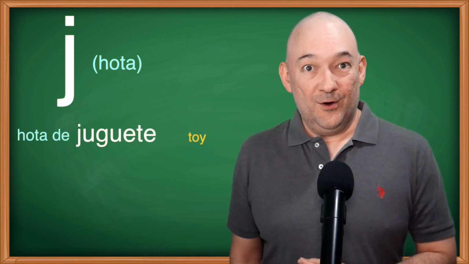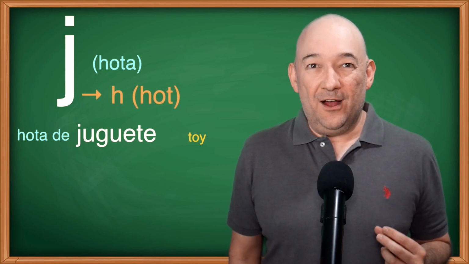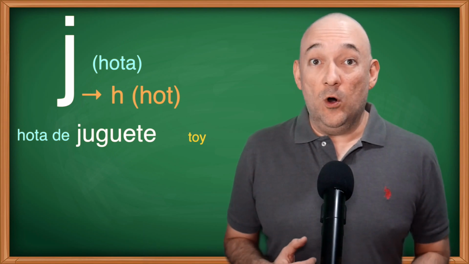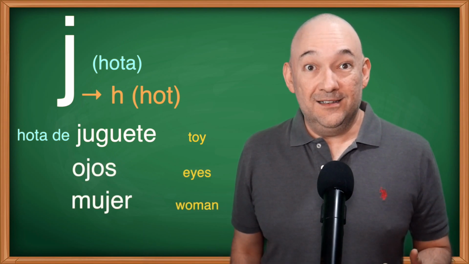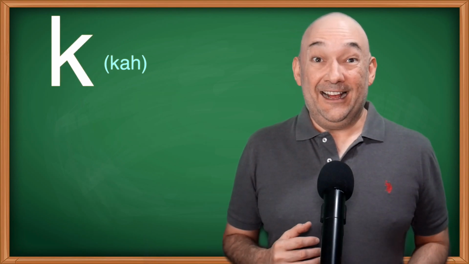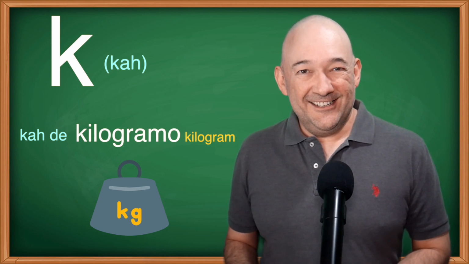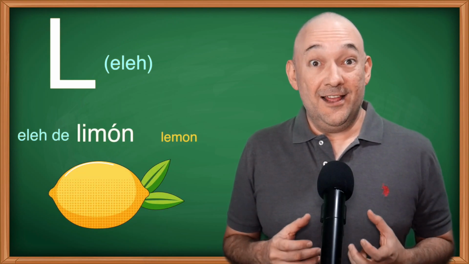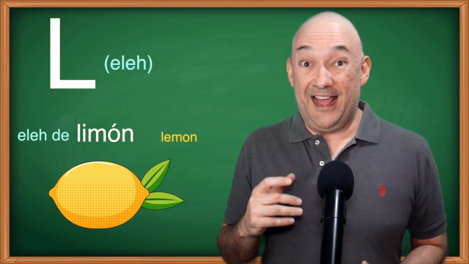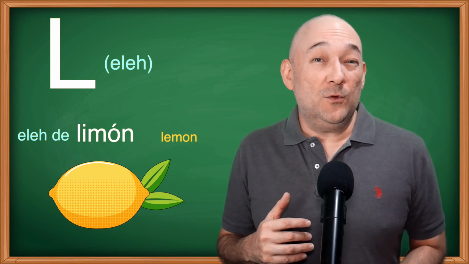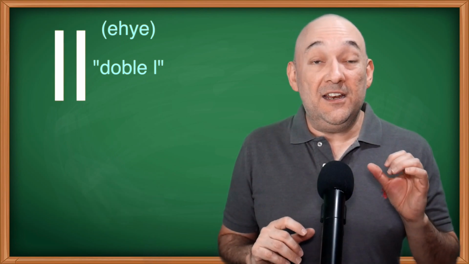J de juguete. The consonant J makes the sound of the H in English in words like hot, ojos, mujer, jugo. K de kilogramo. L de limón. Something to keep in mind about the L in Spanish is that when you have two L's in a row in a word, they make a new sound.